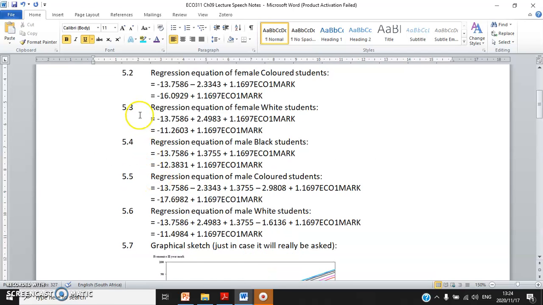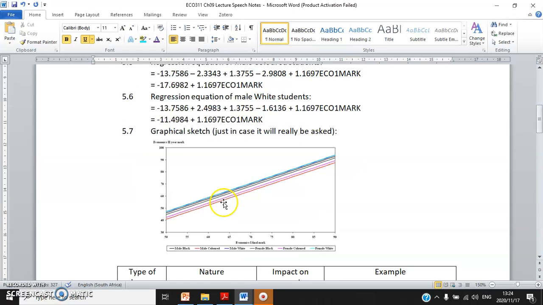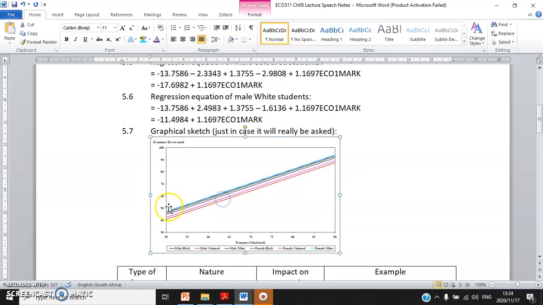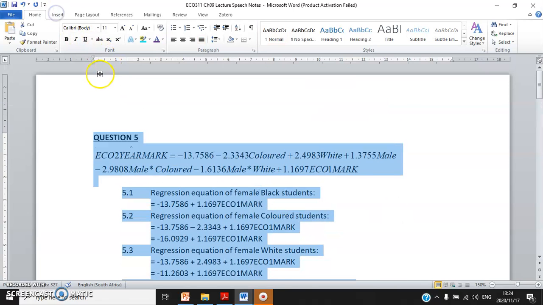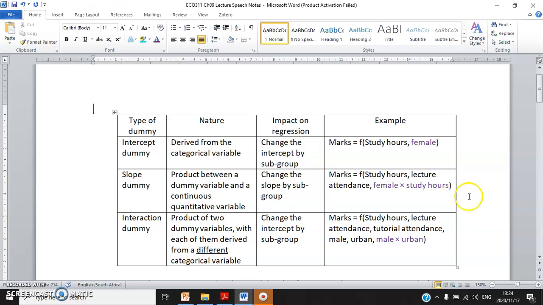So upon doing 5.1 to 5.7, you are going to realize that the interaction dummy would cause the constant to differ, but it has no impact on the slope parameter. And then at the end of the study guide, you would see this summary table. So let me stop for 1 minute for you to go through that.